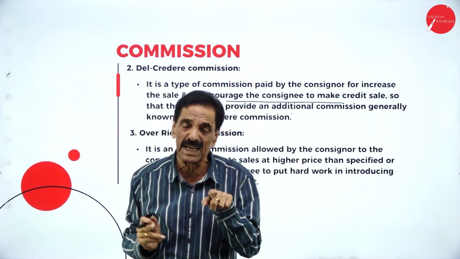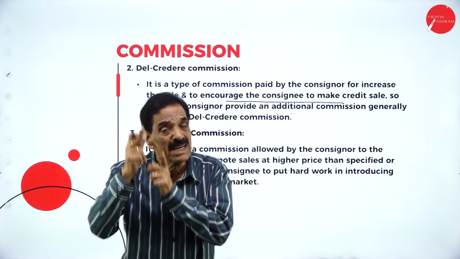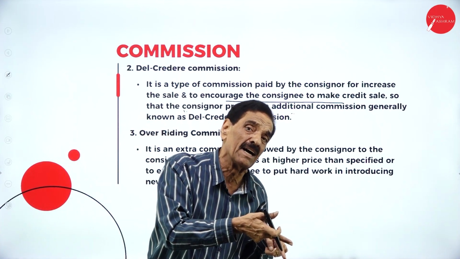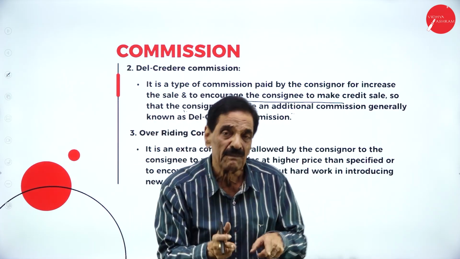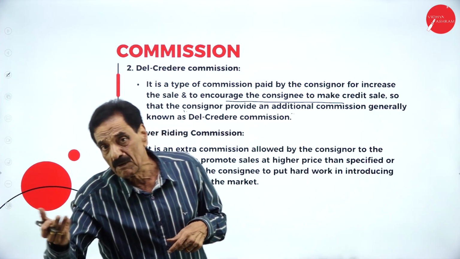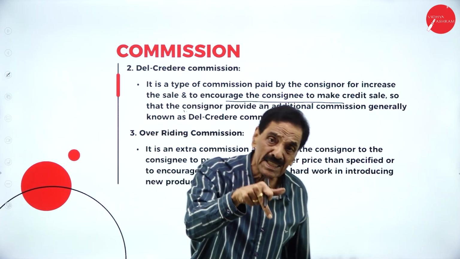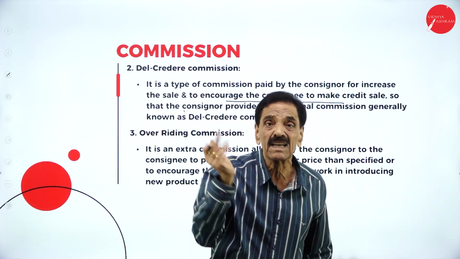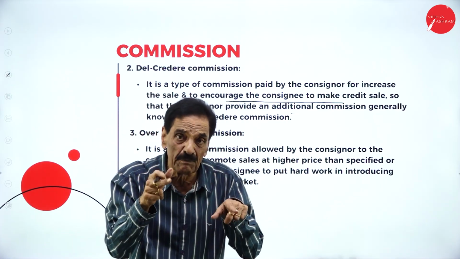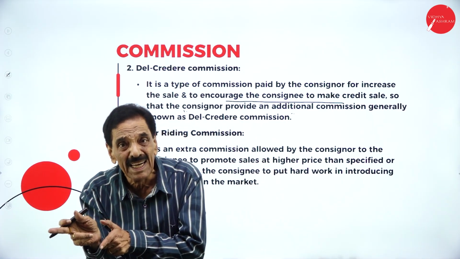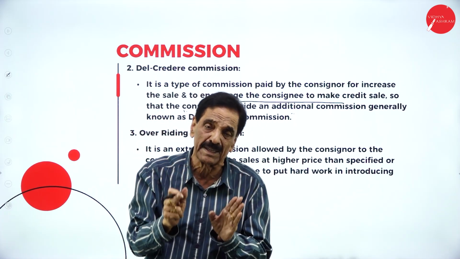When he makes the credit sale, if there is a loss called bad debt, that loss should be borne by the consignee, not by the consignor. If this commission is not paid, whatever the loss, like when he makes the sale on credit, if there is any loss like bad debt, that should be met by the consignor. But when bill credit commission is paid, if there is any loss like bad debt, that should be met by the consignee, not by the consignor.